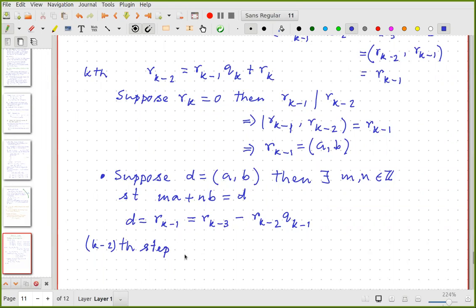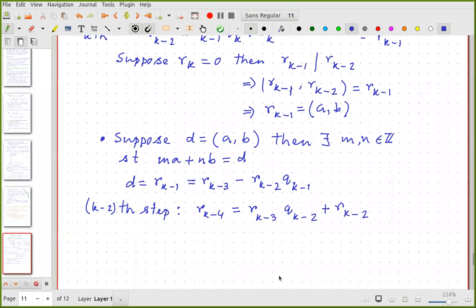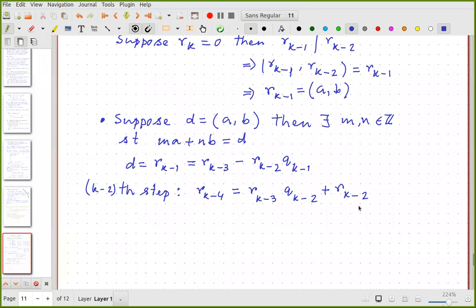Second step. So, that should be R_{k-4} equal to the same thing with k replaced by k-1, you can think like that. So R_{k-4} is R_{k-3} Q_{k-2} plus R_{k-2}. So then we have an expression for R_{k-2}.